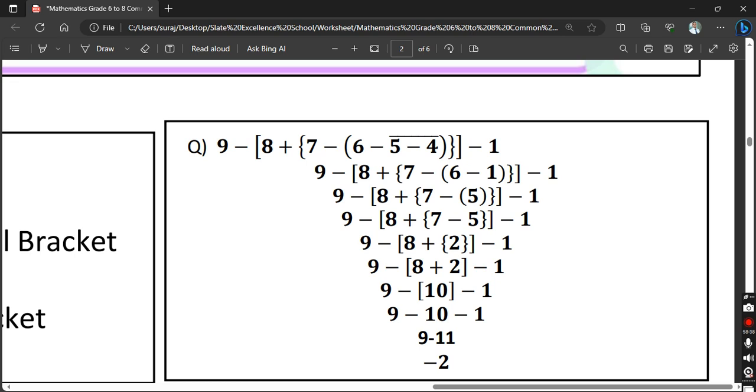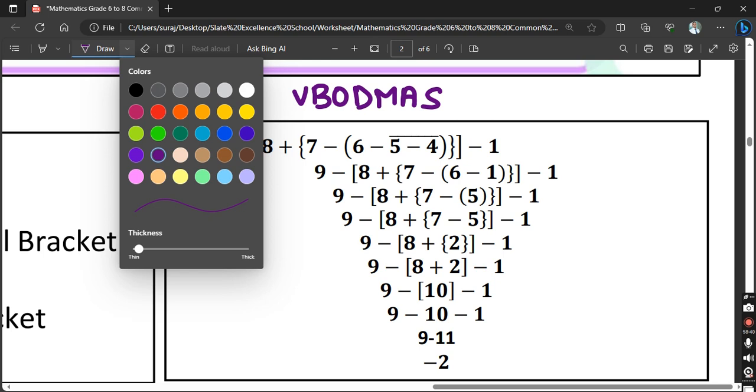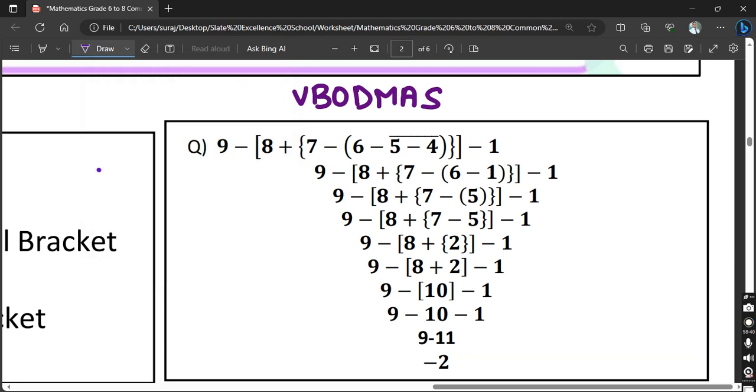So let us start that. What is the rule I told you, dear? The rule we already discussed, that is your VBODMAS. So see how to find it out. First I will solve by V. V is for vinculum. So where is the vinculum? That is 5 minus 4.